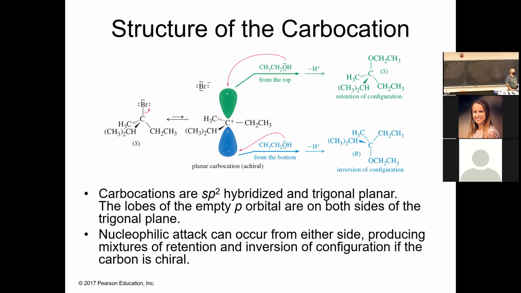When bromide leaves, this intermediate is now achiral. It has a plane of symmetry right here. The nucleophile has equal probability of attacking from the top or from the bottom. And so as a result, we will get equal amounts of R and S. We know that as a racemic mixture. So we get racemization occurring if the leaving group is on a chiral carbon in an SN1.